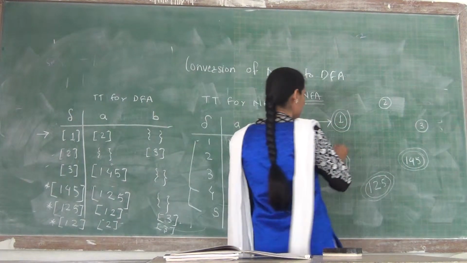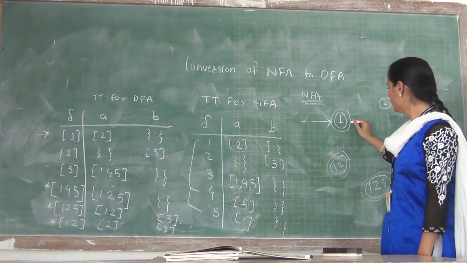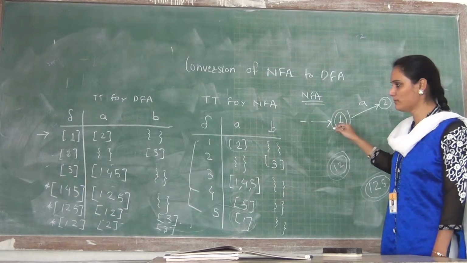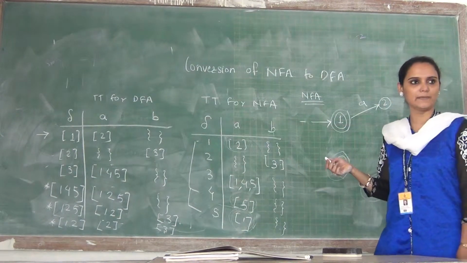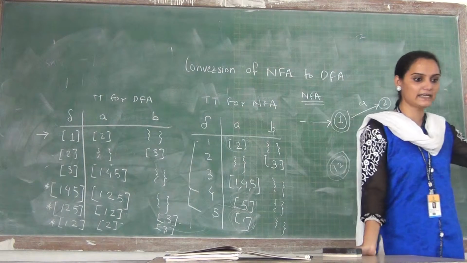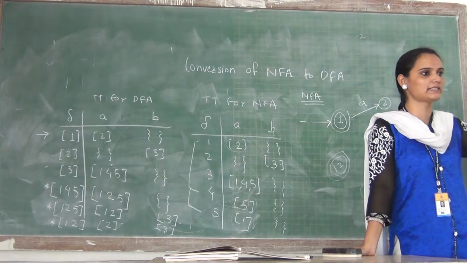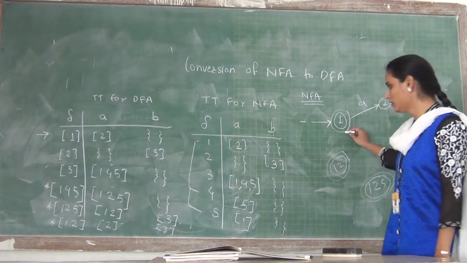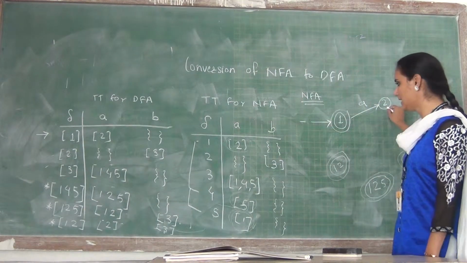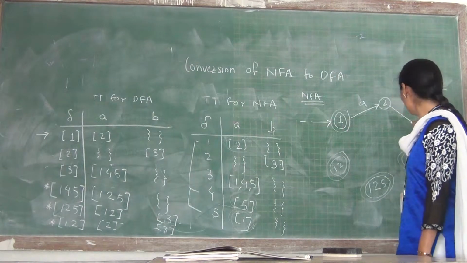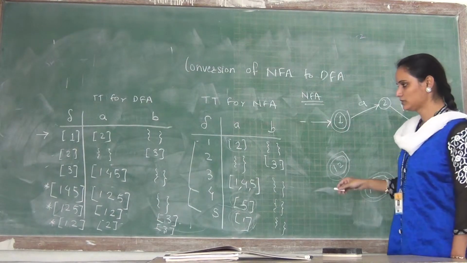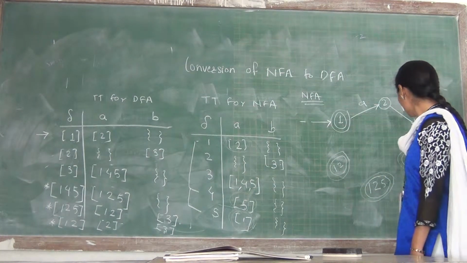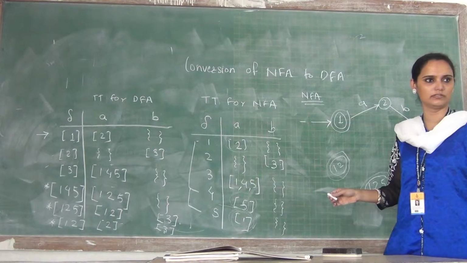Okay, so make the transitions. From 1 on A it goes to 2. From 1 on B it goes to null. Null means the dead state is considered, and the B transition of that one goes to the dead state. Okay. So from 2 on A null, and 2 on B it goes to 3. 3 on A it goes to 1, 4, 5 and 3 on B it goes to null.